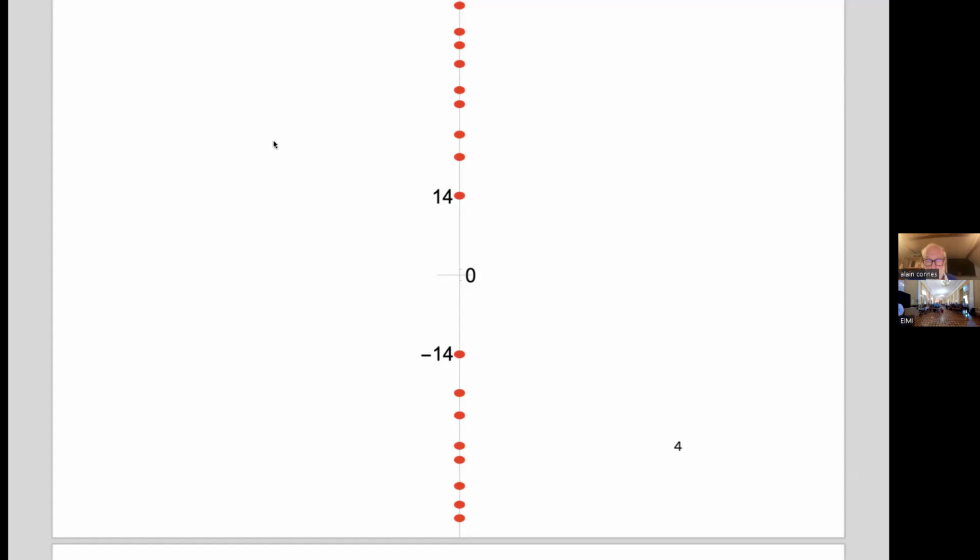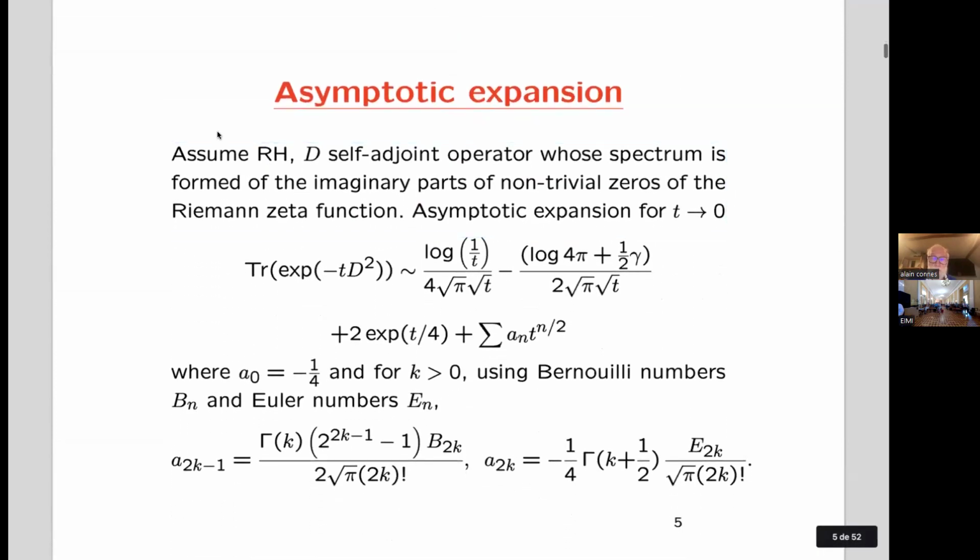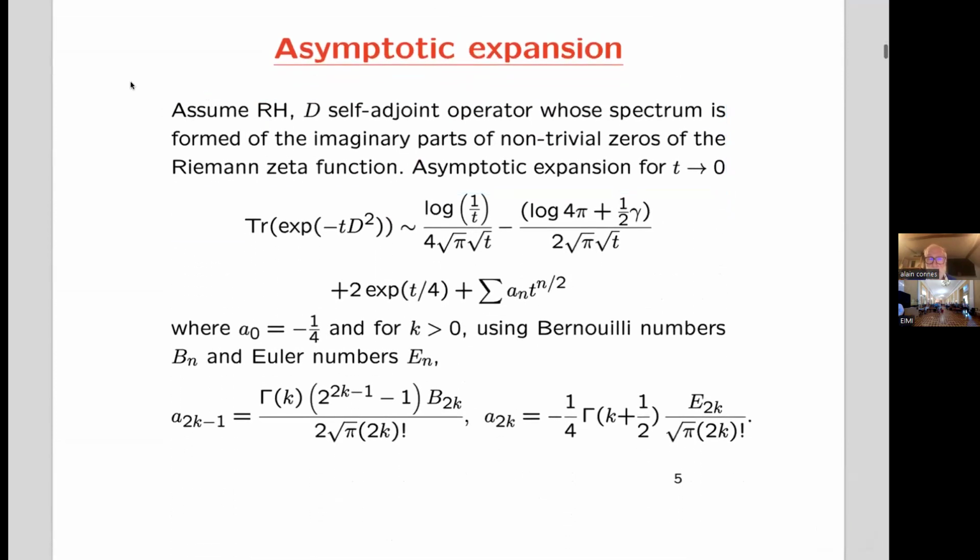putative operator. And when you do the putative expansion of this operator, what you find, amazingly, is that you can compute all the terms, not only the first terms, as it would be in the case of a drum or something like that, but you can actually compute all terms. So I did this computation. Of course, for the computation, you assume RH, but this is not really the important point.